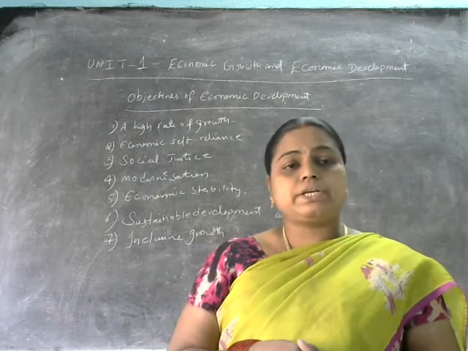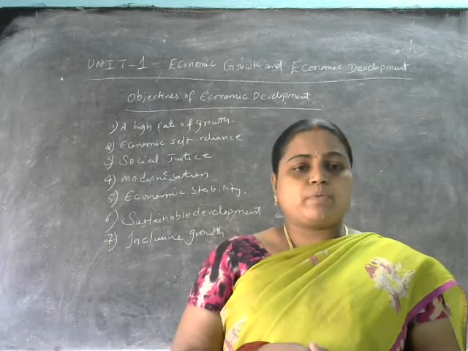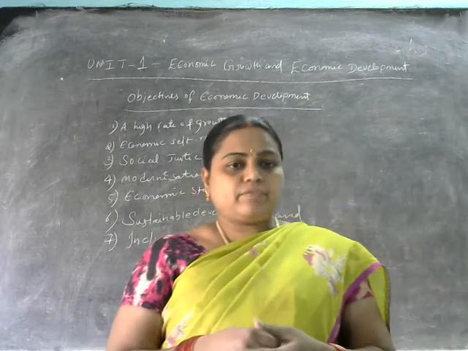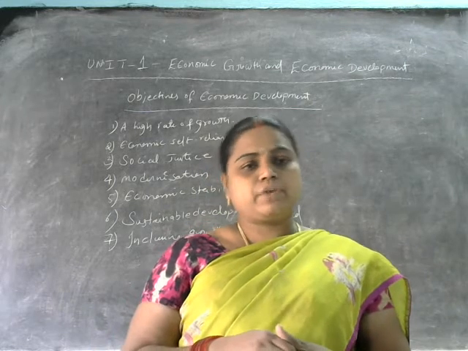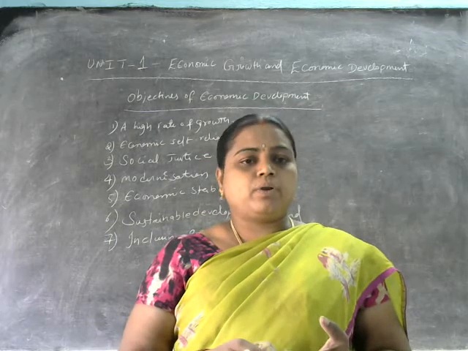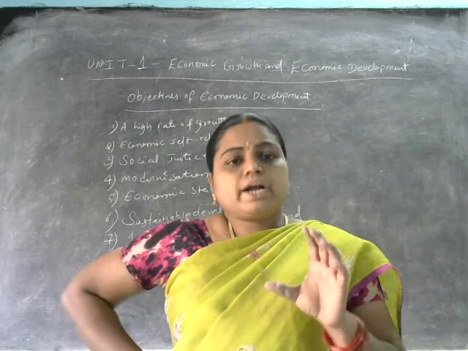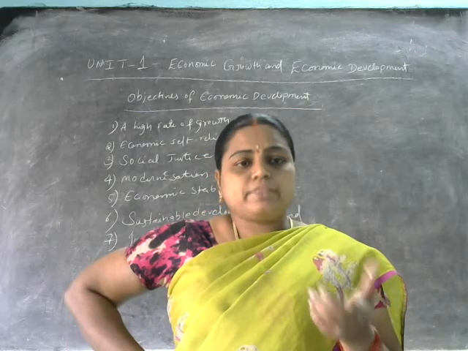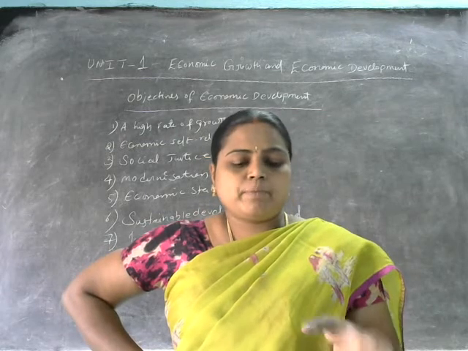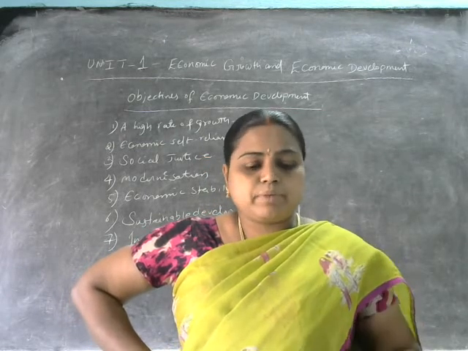Society consists of different sections of people, like rich people, poor people, middle class people, and so on. So that our country's entire wealth and income can be distributed among all the people of the society. Then only can social justice be achieved.